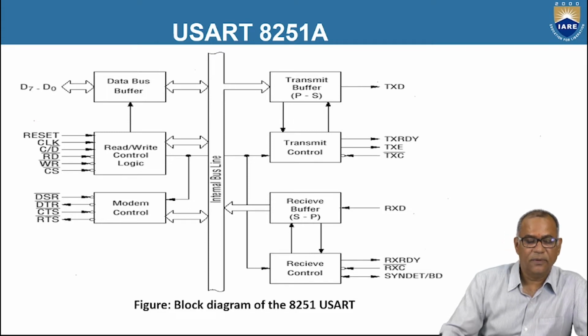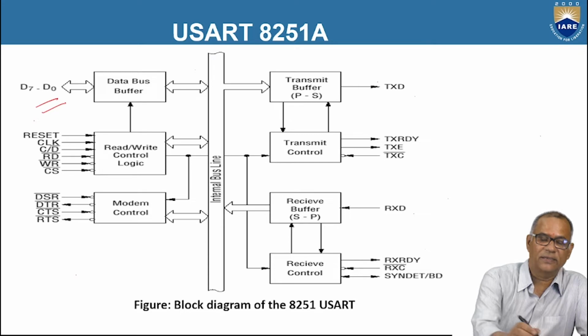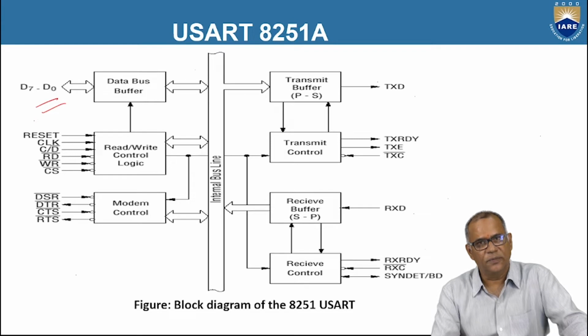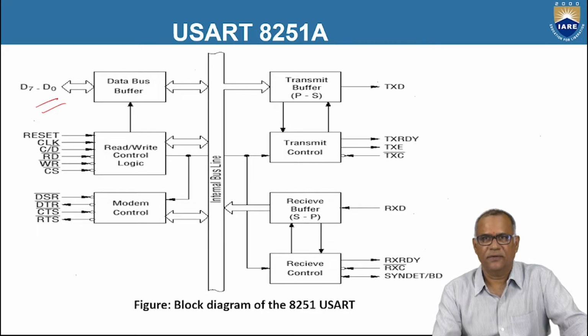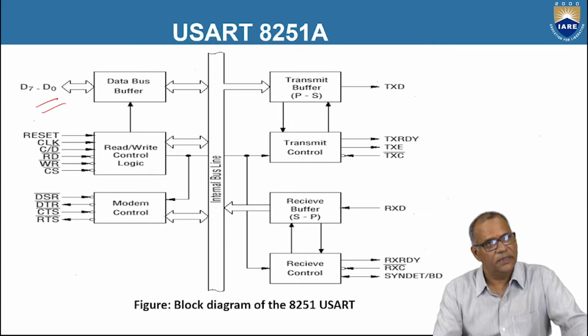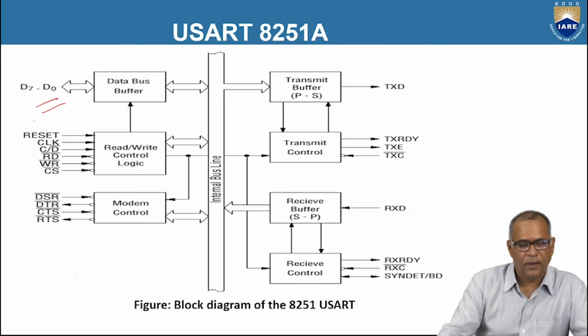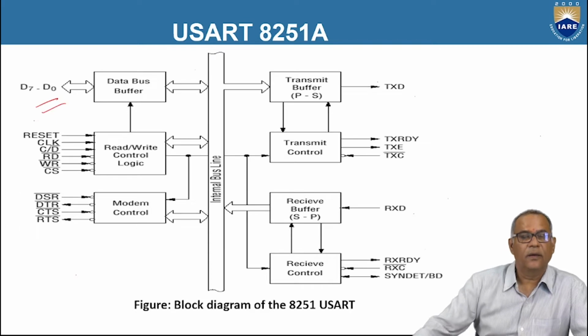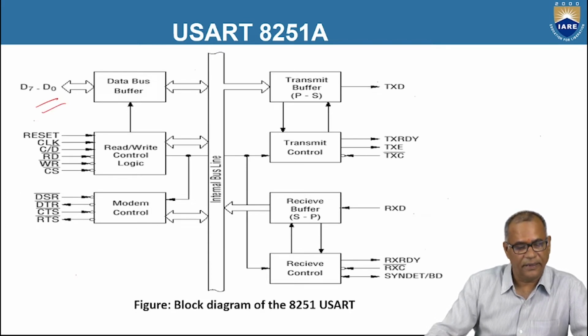So the data buffer has 8 lines, and on these lines, the command words are sent by the CPU to the 8251A USART. And these data lines are also used to read the status of 8251A by the CPU. And the read-write control logic has the signals read bar, write bar, and chip select signals. And these signals are used for writing or reading the data.